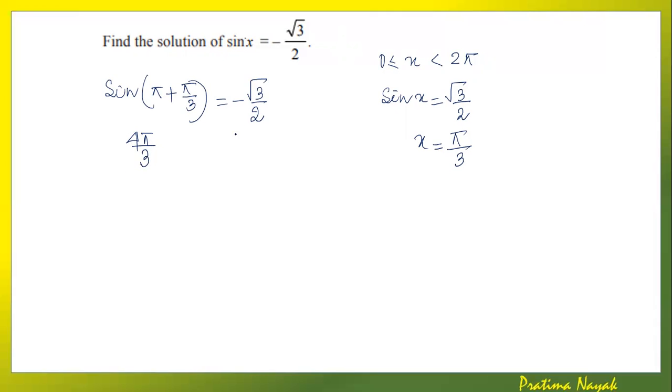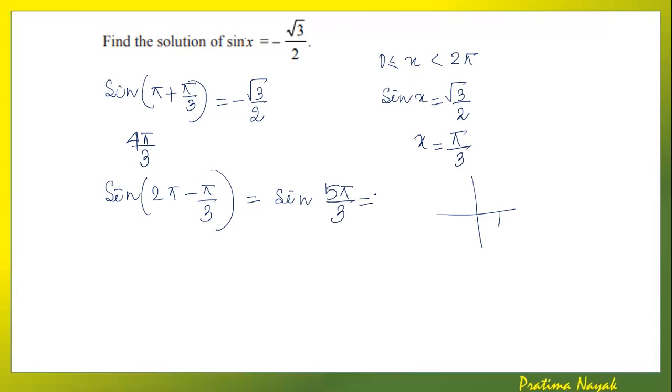Next value will be in the fourth quadrant, where sine is again negative. So this will be 2 pi minus pi by 3. What is 2 pi minus pi by 3? It will be 5 pi by 3. So sin 5 pi by 3 is again minus root 3 by 2. So another value is 5 pi by 3. So one is 4 pi by 3, one is 5 pi by 3. This is the principal solution.